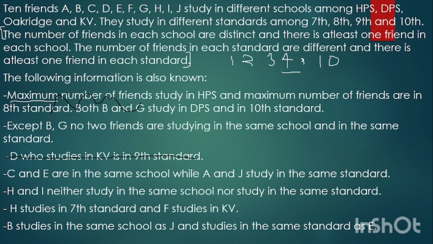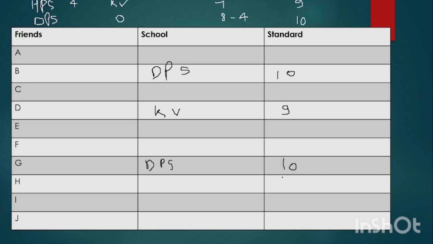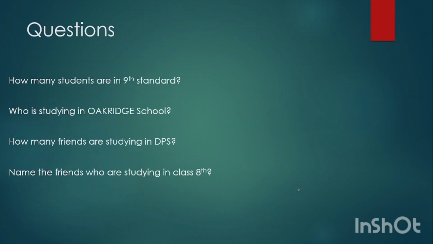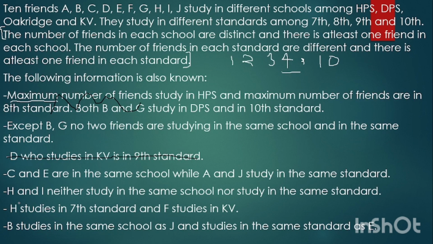C and E are in the same school while A and J study in the same standard. Okay. H and I neither study in the same school nor study in the same standard. Okay, we'll just see about this. H studies in 7th standard and F studies in KV. So for F, I'll write KV over here. I'm done with this one as well. Now, I'm done with this information.